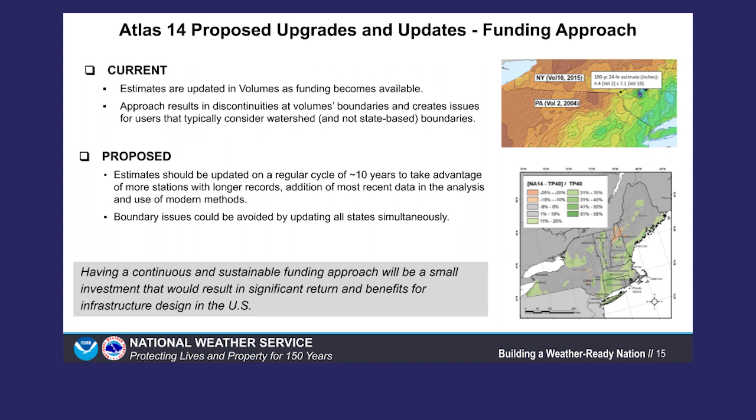Atlas 14 estimates should be updated on a regular cycle of approximately every 10 years to improve the overall product through the inclusion of more data in terms of the number of stations and the record lengths, and lastly, the use of modern methods capable of accounting for non-stationary climate. The 19 states covered in volumes 1 and 2 were last updated in 2000, and NOAA-based estimates for the 5 northwestern states are more than 50 years old. Having a continuous and sustainable funding approach will be a small investment that would result in significant returns and benefits for infrastructure design in the United States.